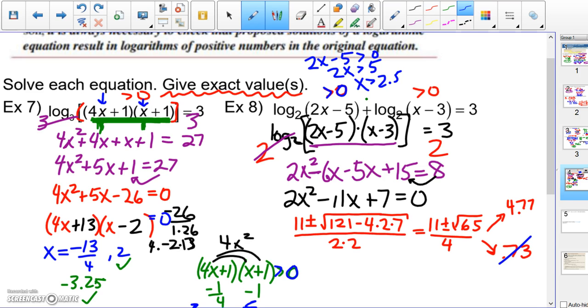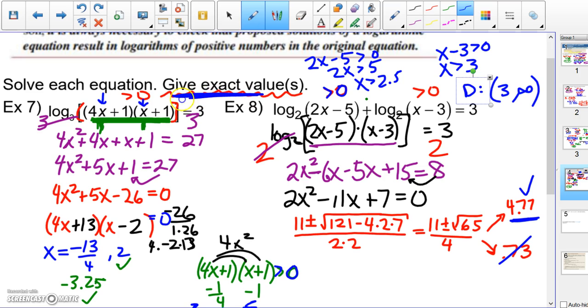So x has to be greater than 2.5, but we also have x minus 3 is greater than 0, so x has to be greater than 3. So actually, the domain, all the x numbers have to be bigger than 3. So if you had to do the domain, it would be from 3 to infinity. But this number is going to work. 4.77 is in the domain because it's bigger than 3. So that is going to be a valid answer.